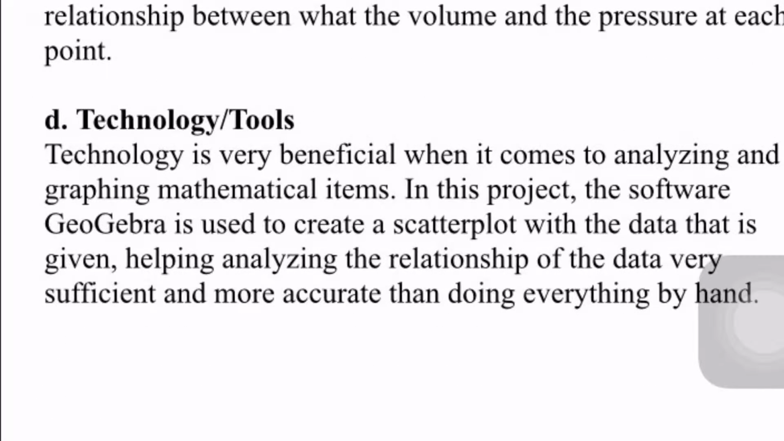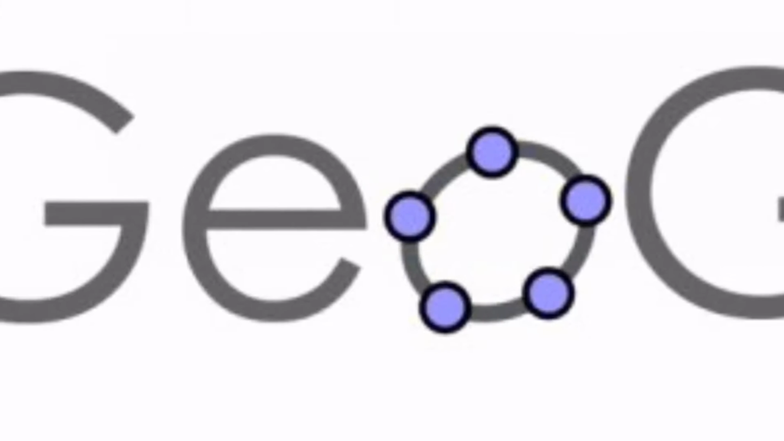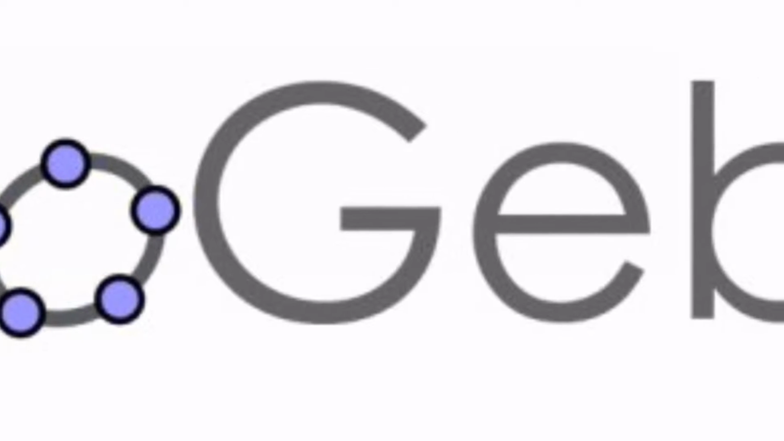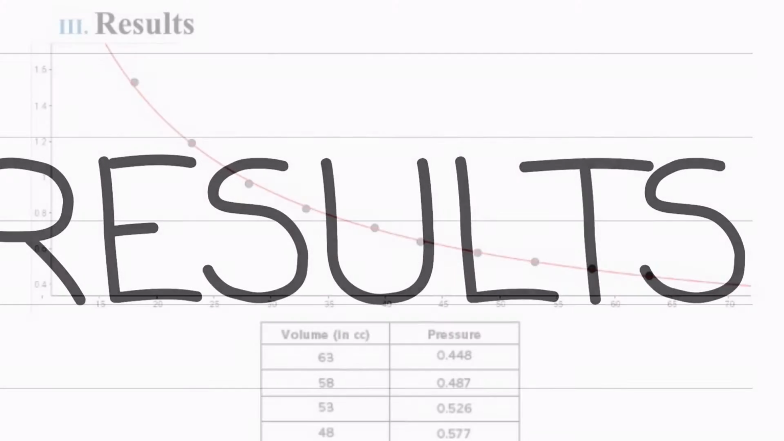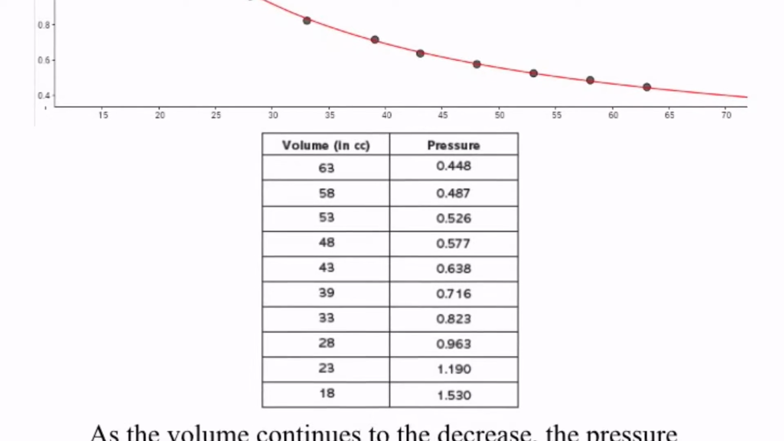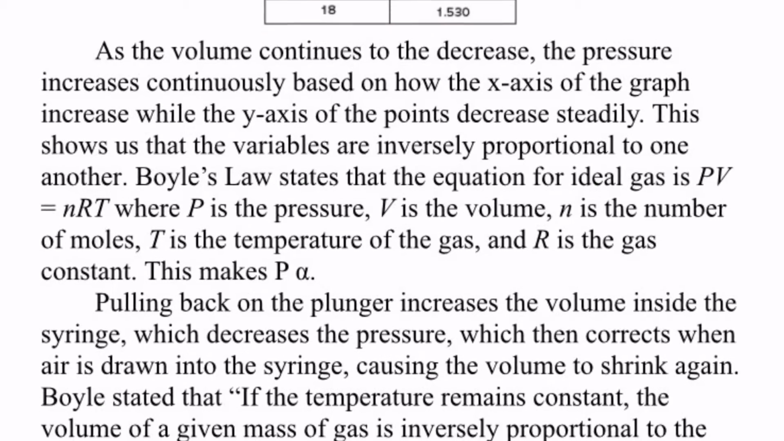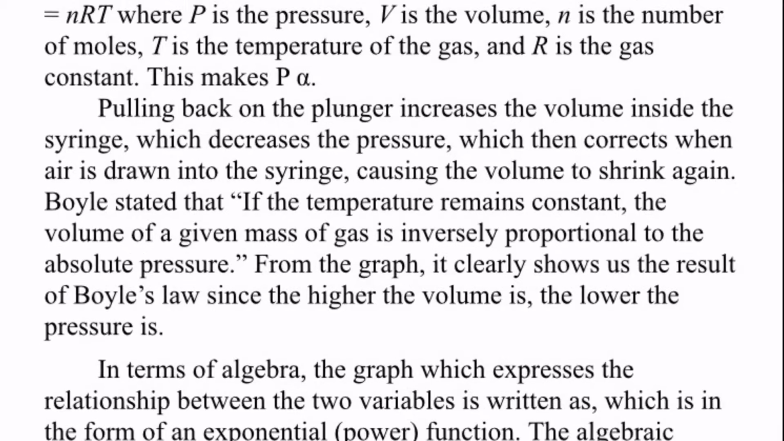Most importantly, technology contributes to this project very well. I used the software GeoGebra to create a scatter plot where the data is given, helping analyze the relationship of the data in a more efficient and more accurate way than doing everything by hand. As shown in the results, as the volume continues to decrease, the pressure increases continuously, based on how the x-axis of the graph increases while the y-axis of the points decreases steadily.